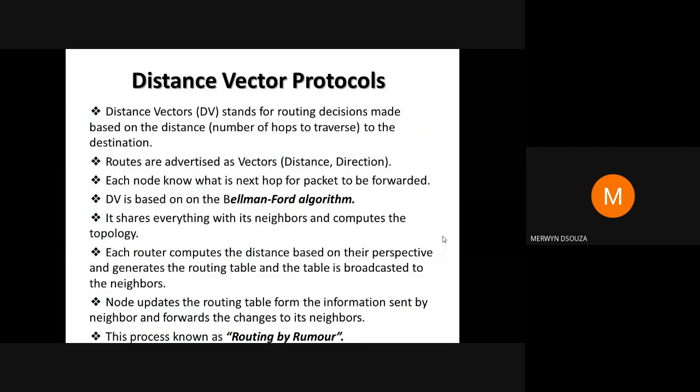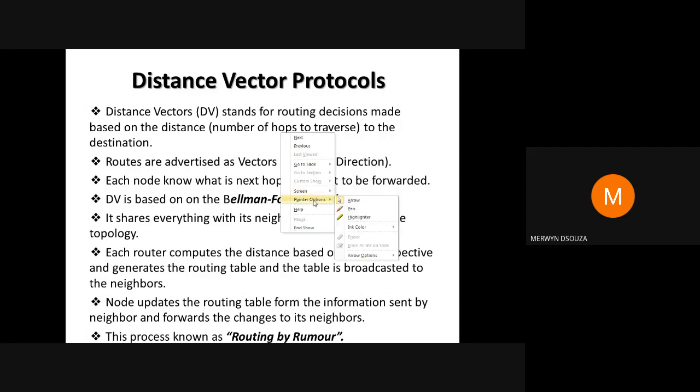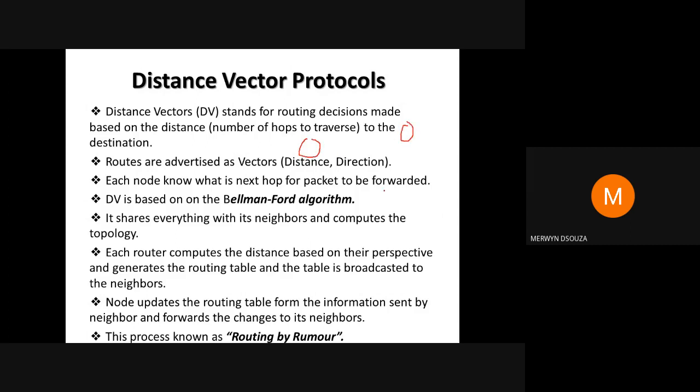Yesterday we studied one of the algorithms in wired networks, distance vector. In distance vector, the routes are advertised using two parameters. One is the distance between the nodes, and the second is the direction. The direction is obtained just by which direction the packet has to be forwarded. Suppose we had a network with four nodes: A, B, C, and D.